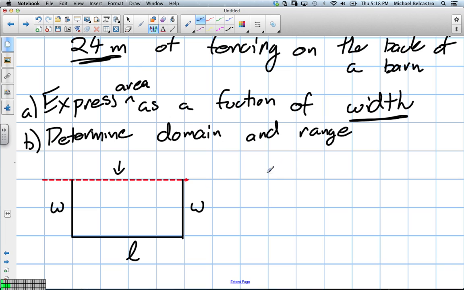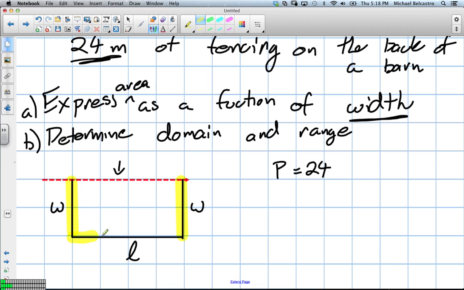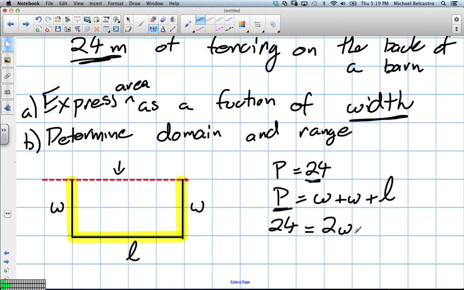They've also told us that the perimeter, so all of our fencing together, is equal to 24. Well, all of our fencing altogether is going to be this width plus this length. So in other words, our perimeter is equal to W plus L. We know the total perimeter is 24, so we can replace P with that. 24 is equal to, and we simplify this to become 2W plus L is equal to 24. Okay, so there's our perimeter formula.